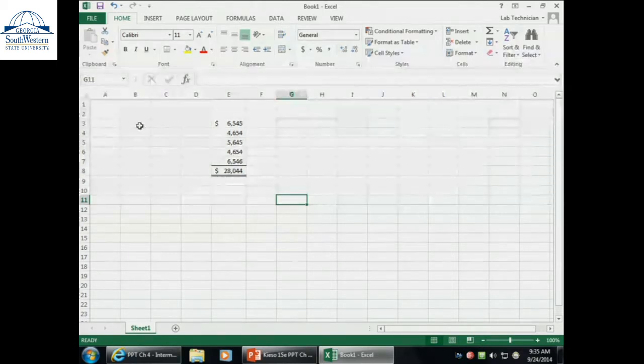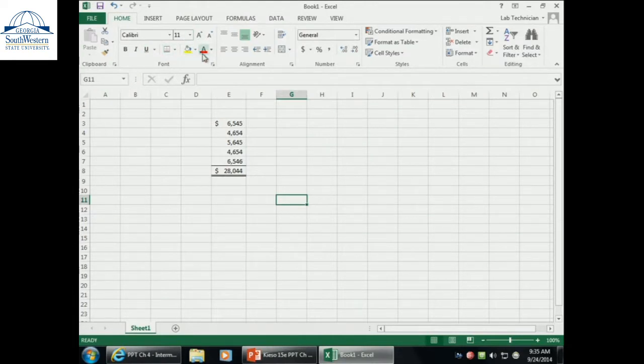Let's see, what have I left out? You don't really need bold or italics or any of that kind of stuff. We don't need to have colors.